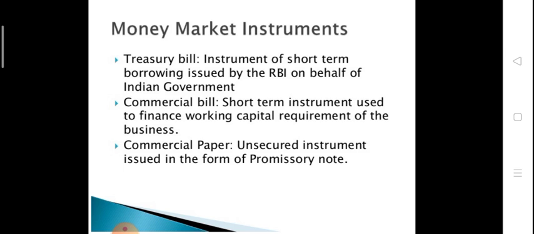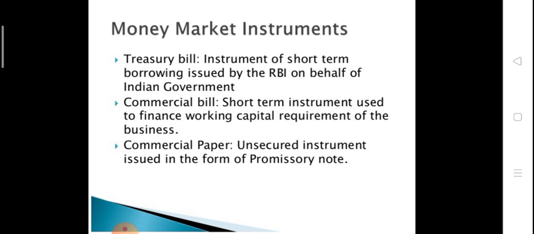Now, next one is commercial bill. It is also a short term instrument which is used to finance working capital requirement of business. So commercial bill is very popular if we want to do a business. For working capital requirement, it is a very short term instrument.